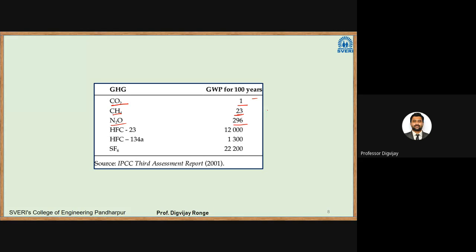This means that nitrous oxide can cause damage 296 times compared to CO2. The highest we can see is for SF6. So all these gases are causing global warming, and in the Kyoto Protocol, they are said to be phased out.